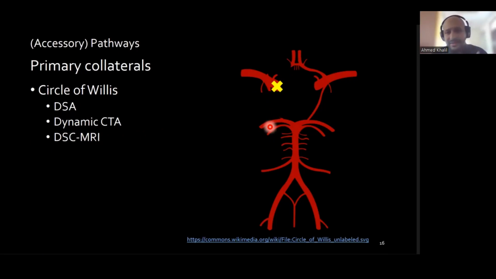Just to illustrate the importance of collaterals, what perhaps not many people appreciate is that most people do not have a complete circle of Willis. The circle of Willis is incomplete in the majority of normal people. So a person, for example, might not have, or might have a very small rudimentary, posterior communicating artery as shown here. They might also be missing this part of the anterior cerebral artery as shown here.